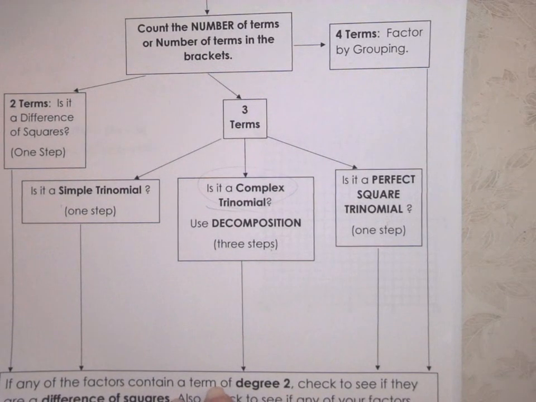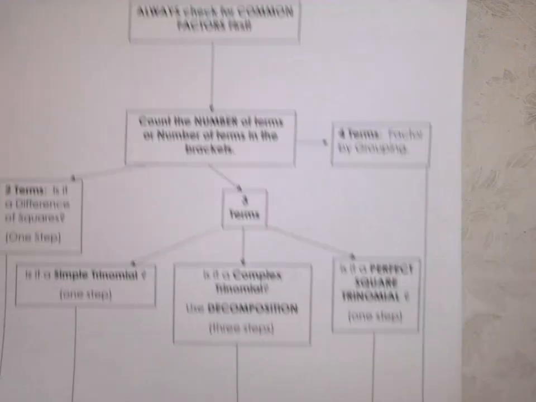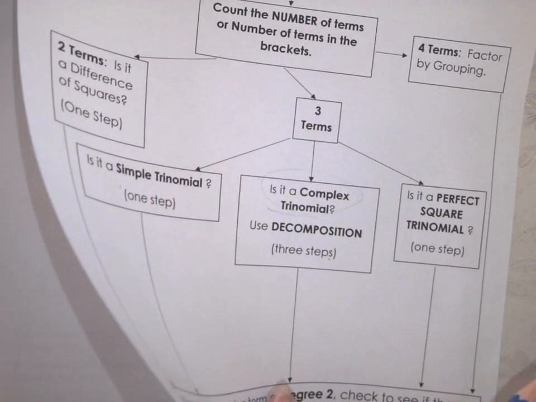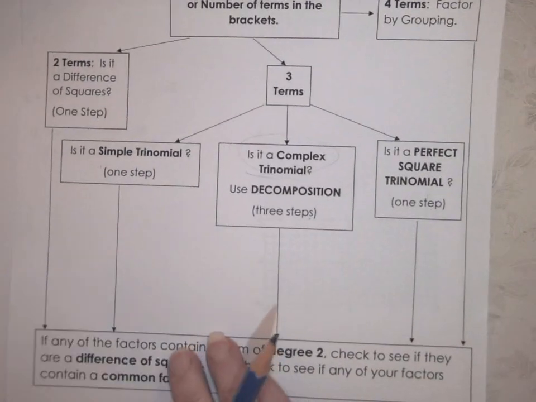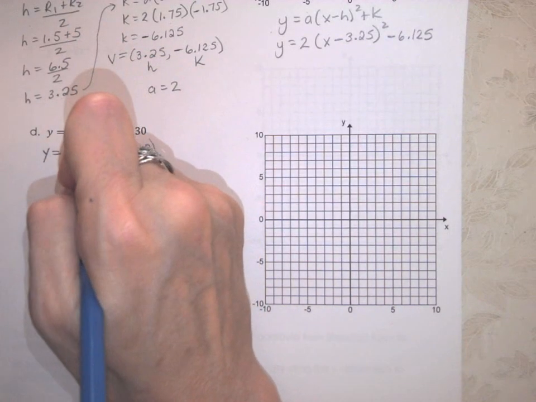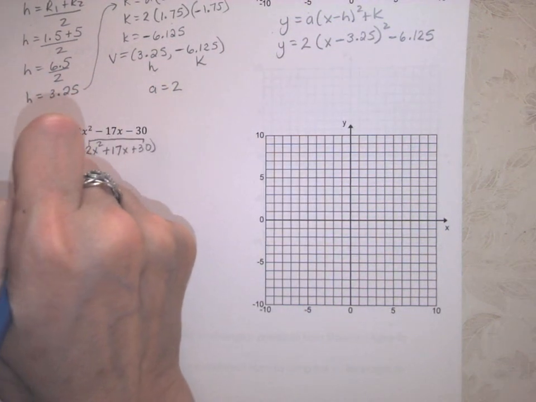So there's our common factor. It was only -1. Now we're going to count the terms inside the bracket. There's 3 terms inside the bracket, so it's going to be a type of trinomial. It's not a simple trinomial because there's a 2 in front of the x squared, so it's a complex trinomial. So again, that means within this bracket we're going to have to start doing decomposition, which takes 3 steps.